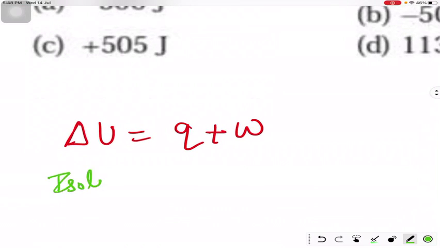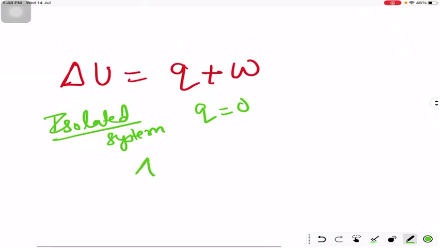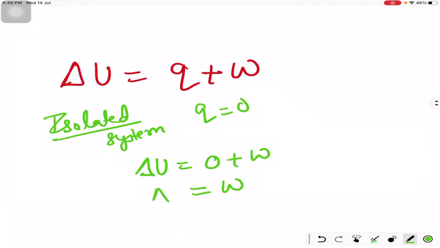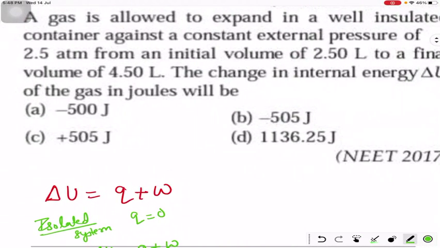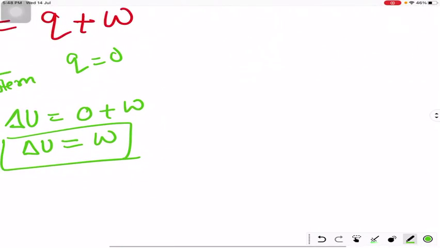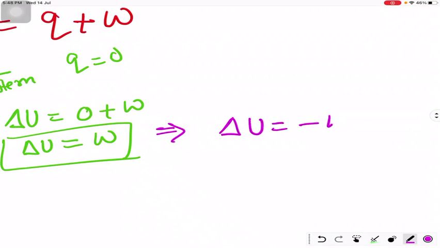For an isolated system, Q is equal to 0. So what will be the internal energy change? This will be equal to 0 plus W, or simply we can say this is equal to work done by the system, because there is expansion, because initial volume is 2.5 and final is higher, so there is expansion. So by sign convention your W will be negative. So this implies that delta U is equal to minus W.